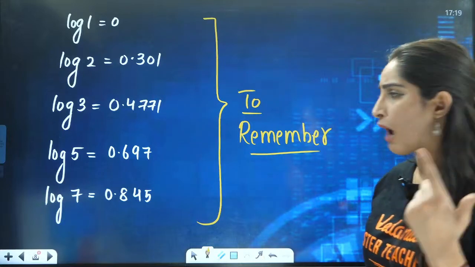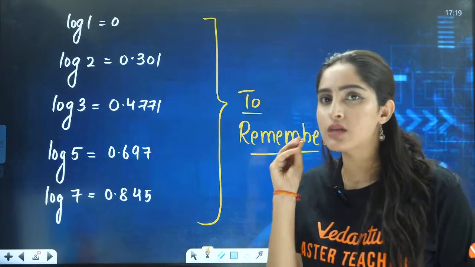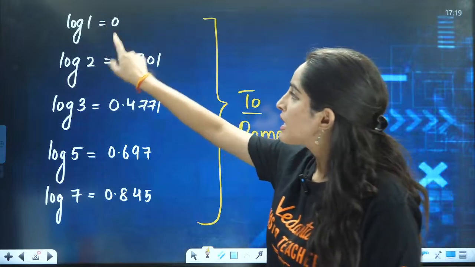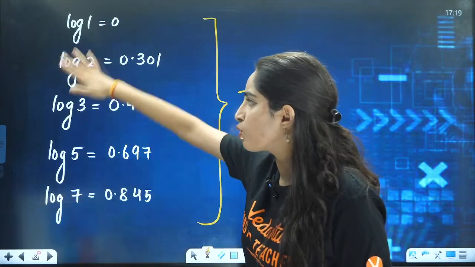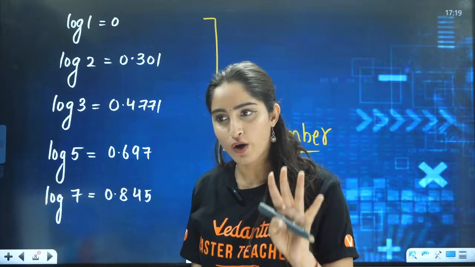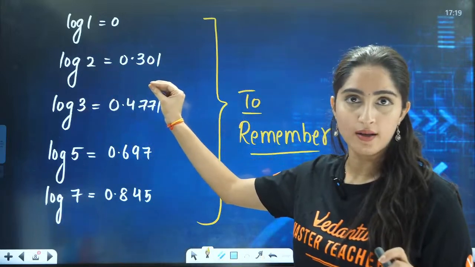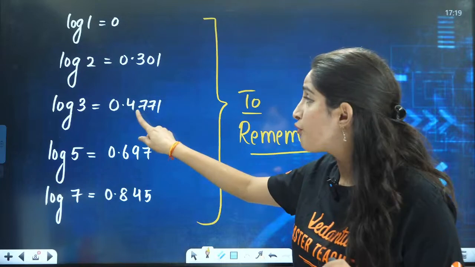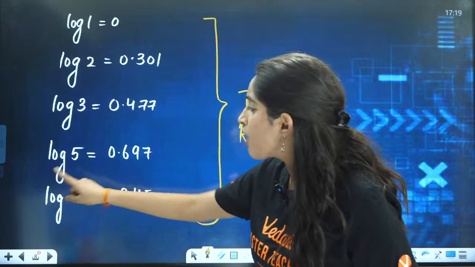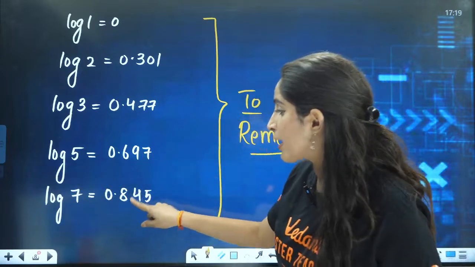Why? Because how to see this? Log of anything, if that is 0, that means it is 1. So log of 1 is equal to 0. Second is log 2. You should at least know these values. That is a must to remember. Log 2 is 0.301, right? Log 3 is 0.477. You can just remember it as 0.477. Log 5 is 0.697. Log 7 is 0.845.